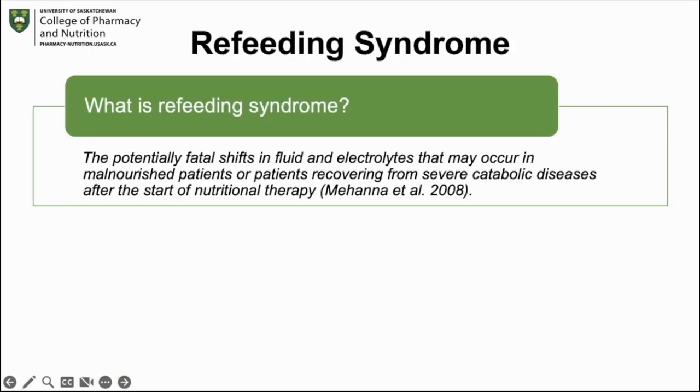Another important part of our nutritional assessment, particularly for individuals starting nutrition support, is identifying whether a patient is at risk of developing refeeding syndrome, which is defined as the potentially fatal shifts in fluid and electrolytes that may occur in malnourished patients, those who have been chronically or acutely starved, or patients recovering from severe catabolic diseases after the start of nutritional therapy.